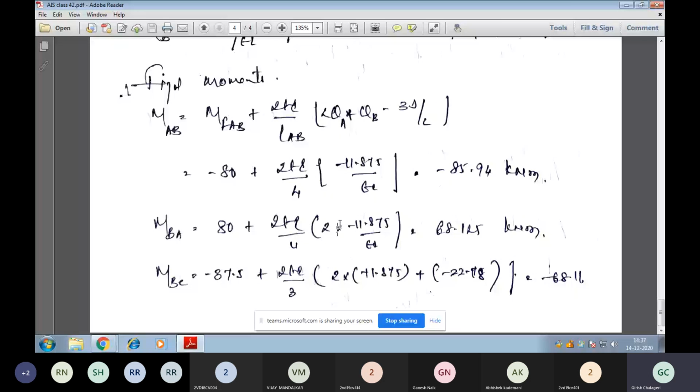So this is how we found all the moments here. Once you got the moment, the final moment at CB will be 0. Since at the end, we can check it. If you check also, we get 37.5 plus 2EI minus 22.78 plus 2 times 22.78 plus 11.875. Adding all this, we get the free end moment at C to B point will be 0.